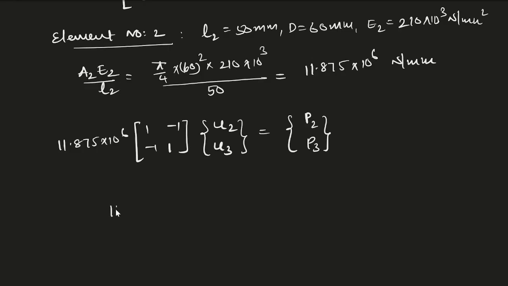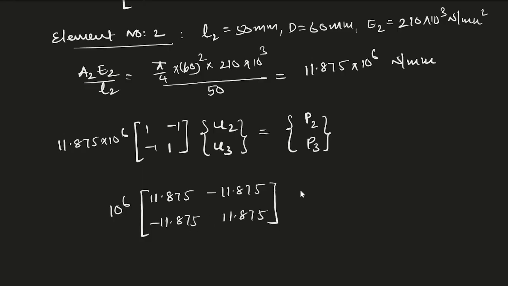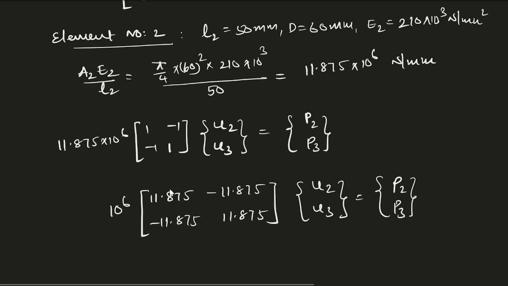Now I'll multiply it. 10 power 6 will be outside the matrix box. 11.875, minus 11.875, minus 11.875 and 11.875. Again it will be U2, U3, equal to P2 and P3. As we saw, element 2 is lying between 2 and 3, so the numbering will be 2, 3, 2, 3.